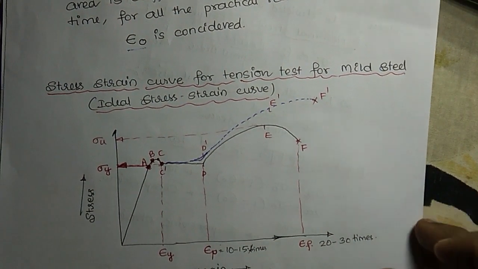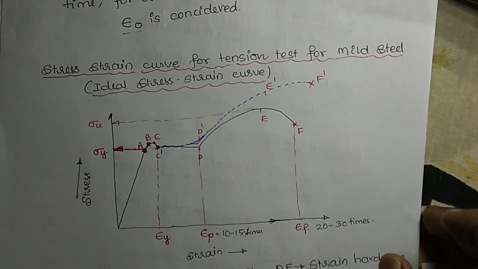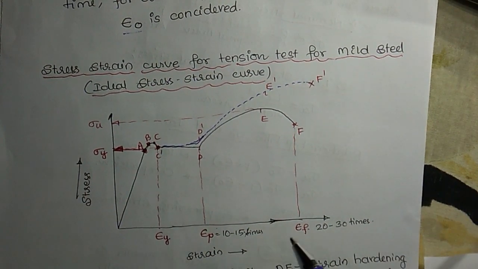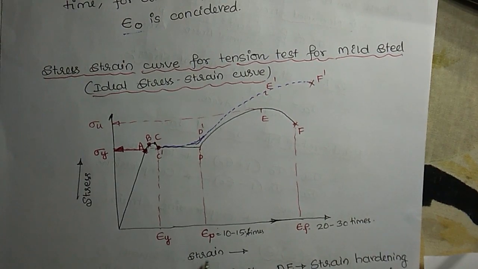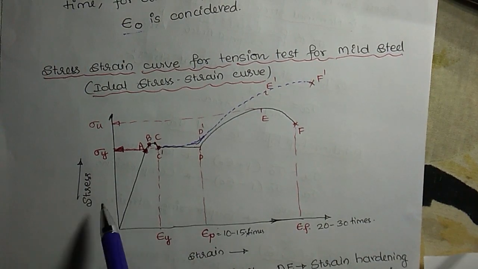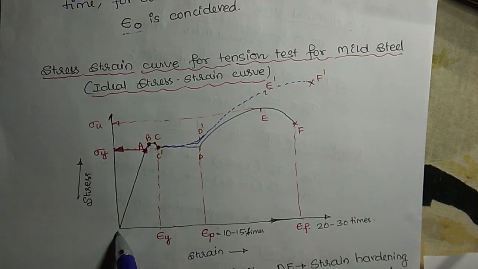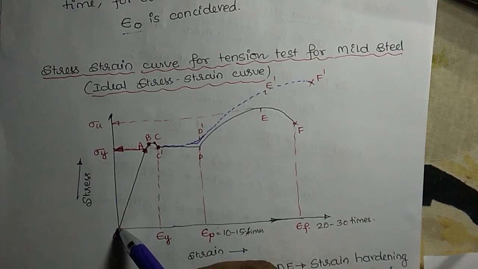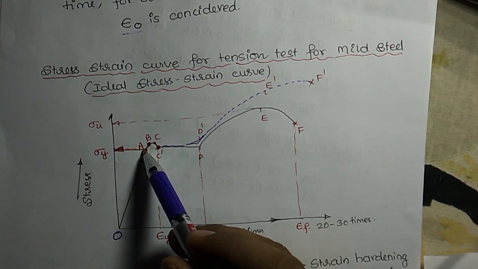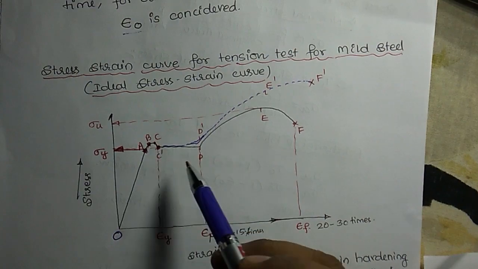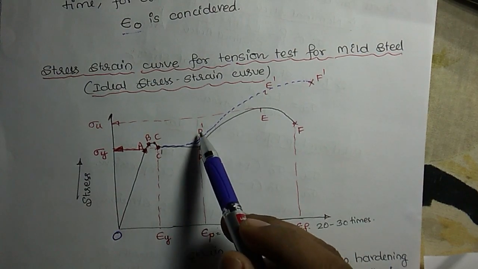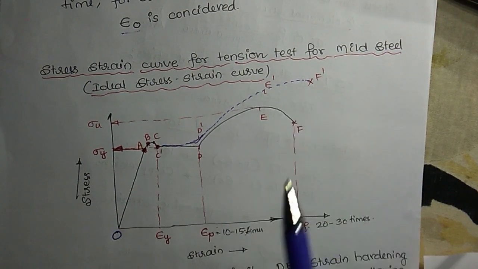The next part is the stress strain curve for the tension test for mild steel. Usually we call it the ideal stress strain curve. This is the ideal stress strain curve, where strain is plotted in the x direction and stress is plotted in the y direction. You can see many points. This is O. Initially there is a straight line and there are points A, B, C, C dash, D, D dash, E, E dash, F, F dash.